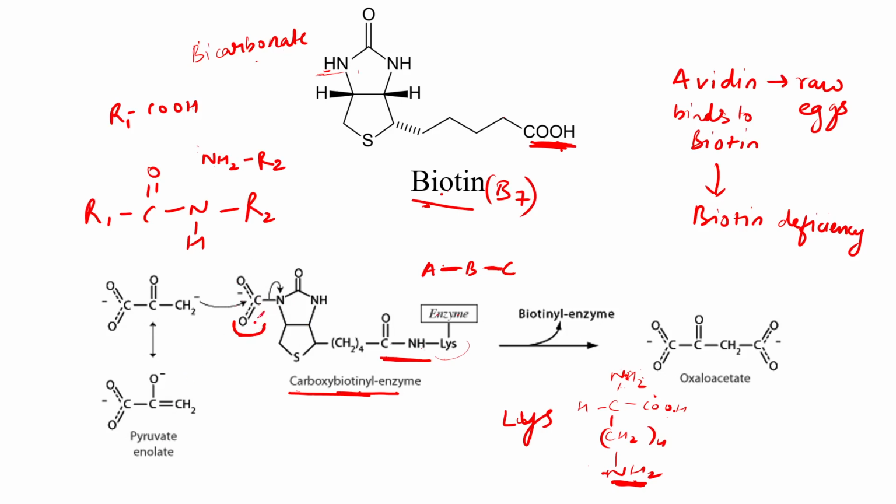Now, it has acquired a carboxyl group. So, it has taken a carboxyl group from bicarbonate and it will give it to pyruvate enolate. It is the enol form of pyruvate. It will transfer this carboxyl group to this pyruvate enolate, to this CH2 group. So, you see this particular carboxyl group is acquired from biotin. I will just color code it for your ease.